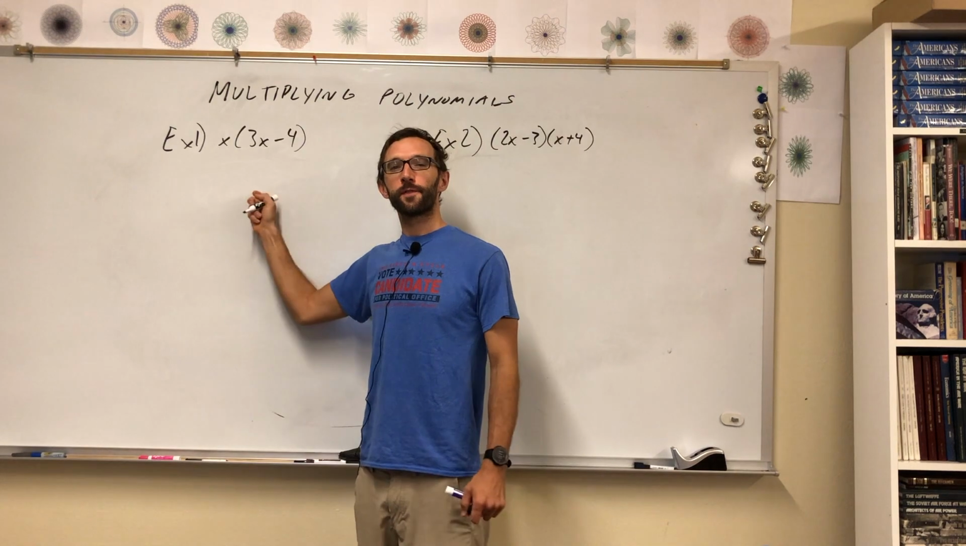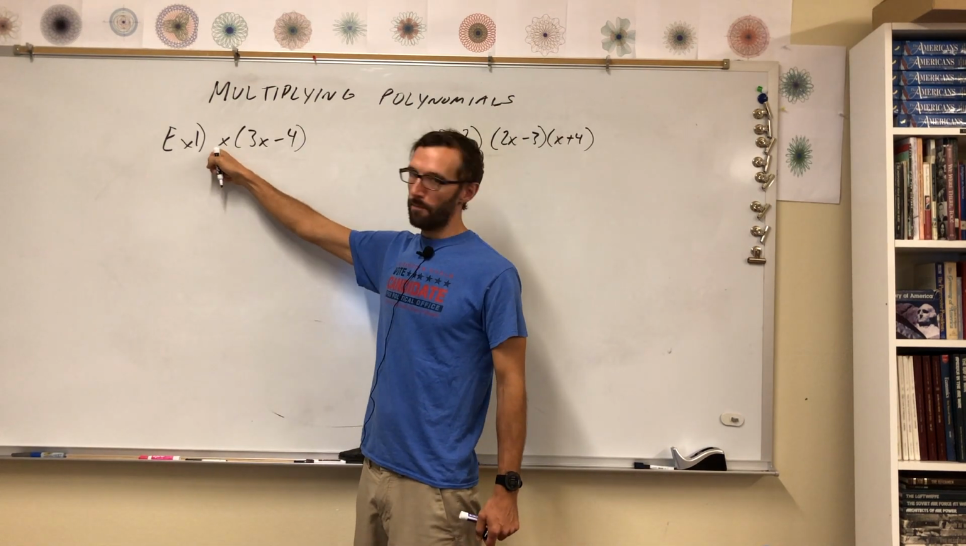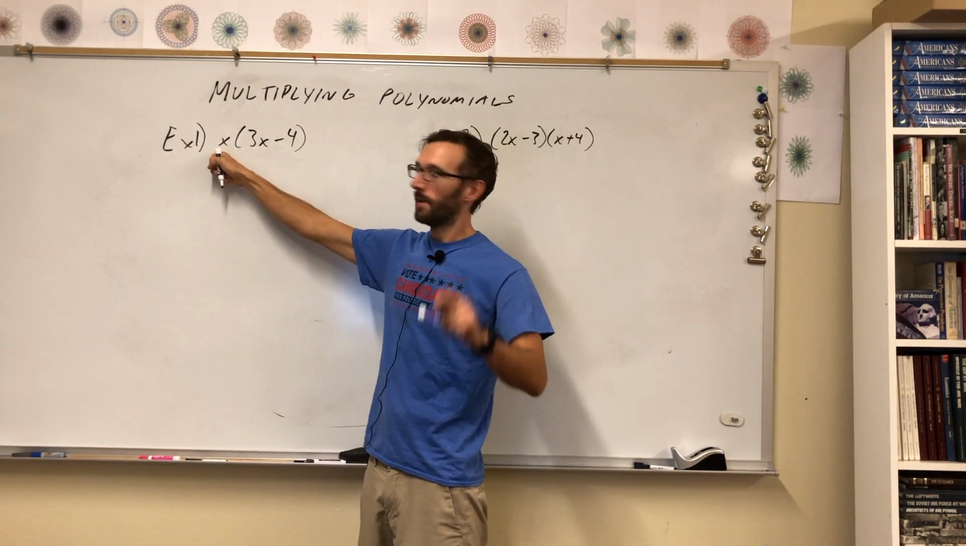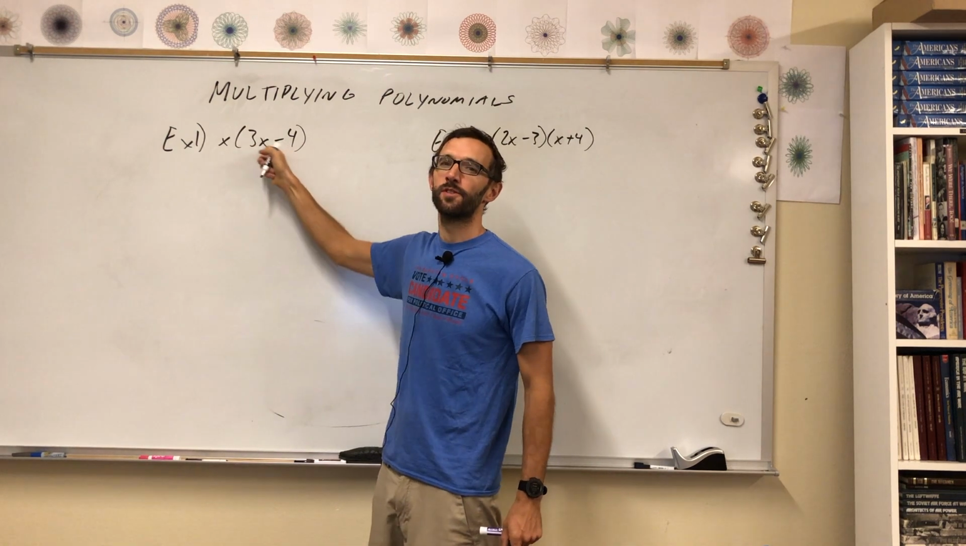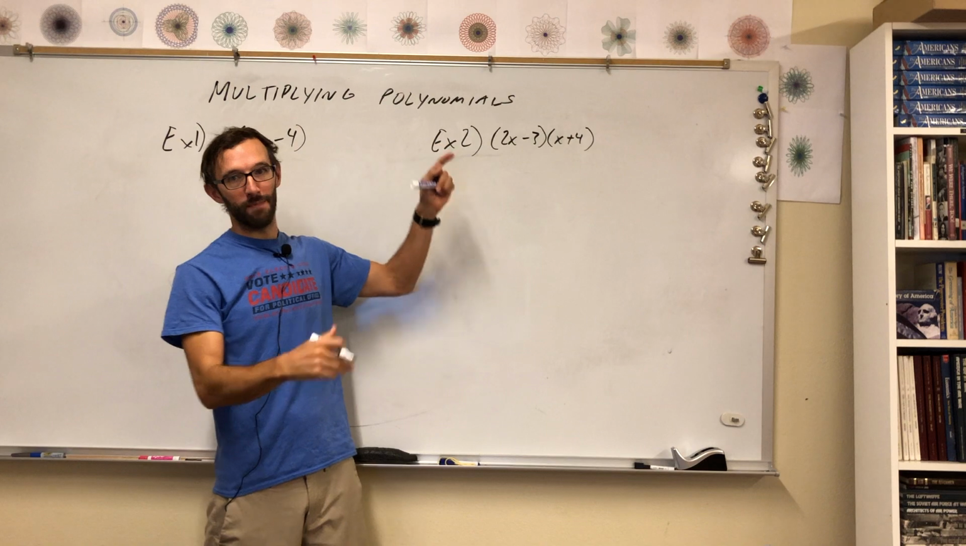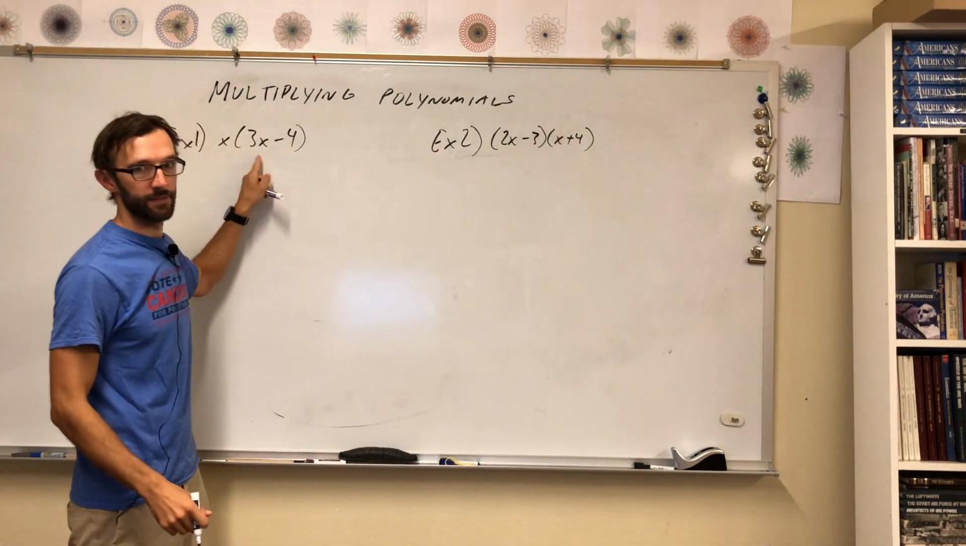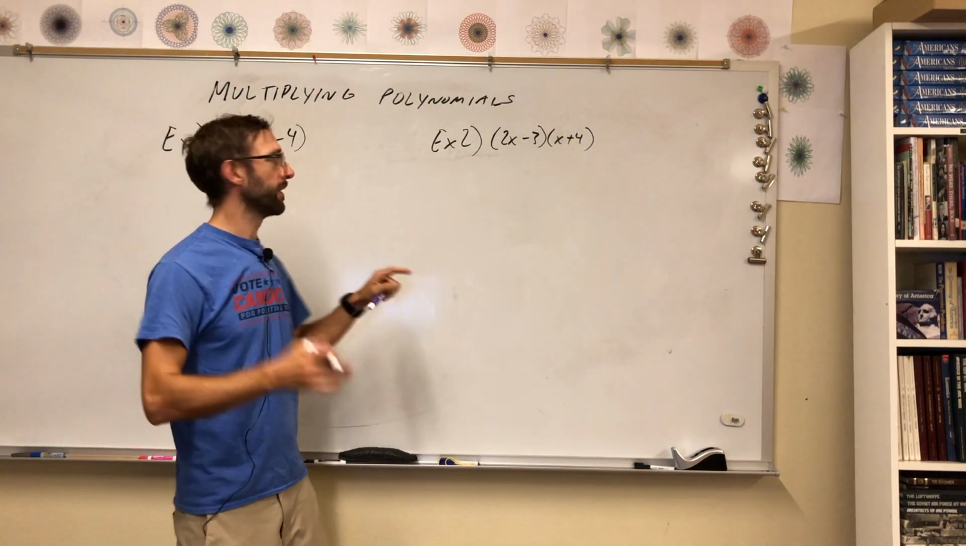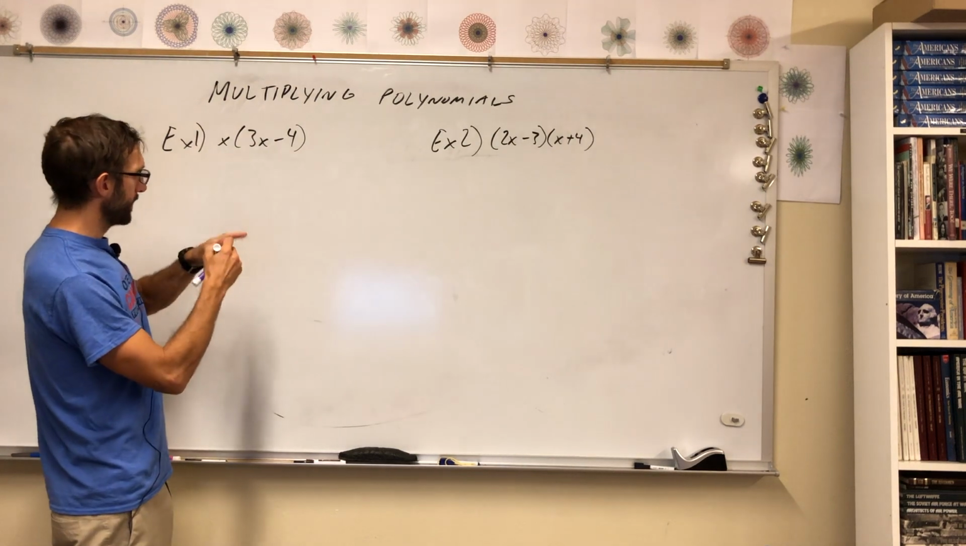All right, so for this first one, we have a monomial, which is one term, times a binomial, which is two terms. Polynomial just means many terms, so we could have one, we could have two, we could have three, we could have whatever many we want. But here we go, let's go ahead and do this.